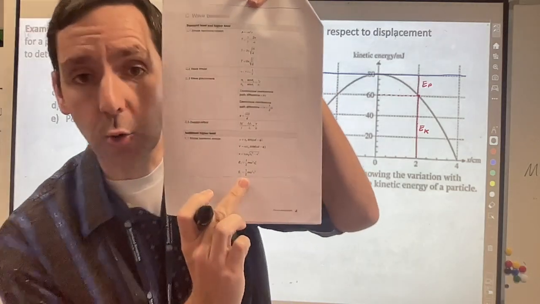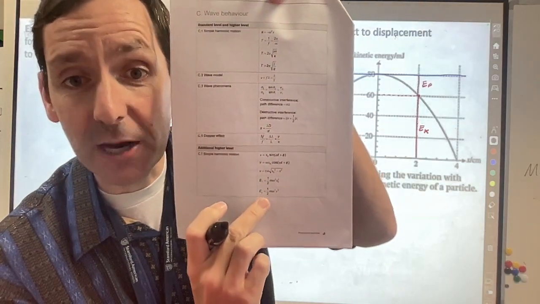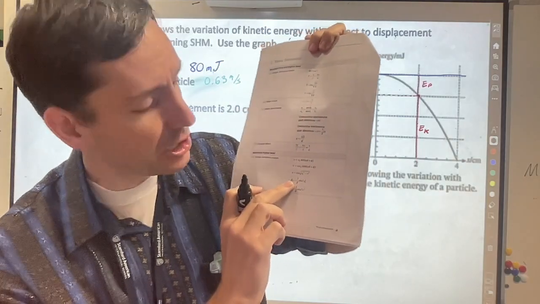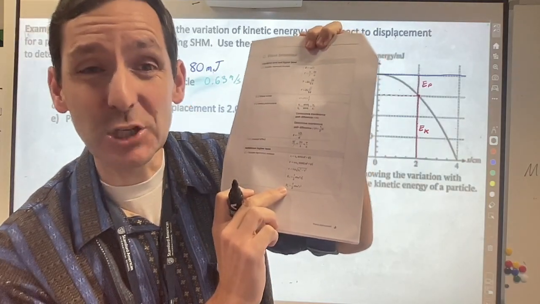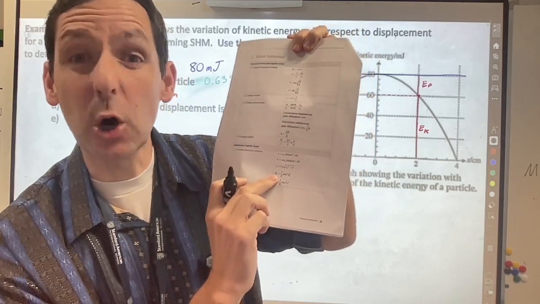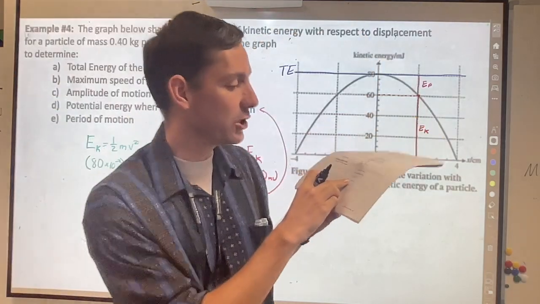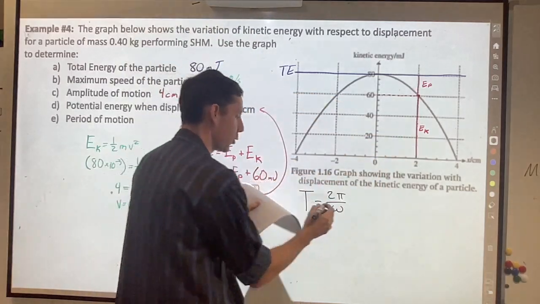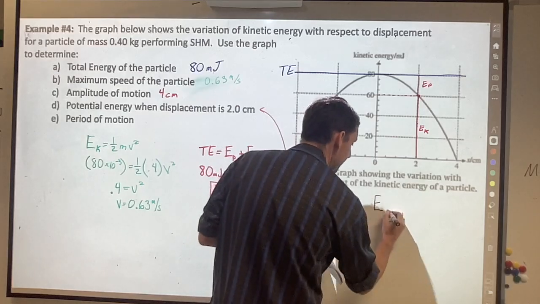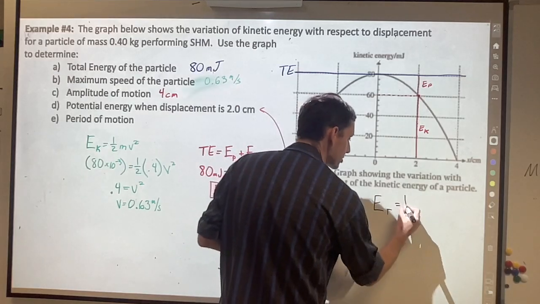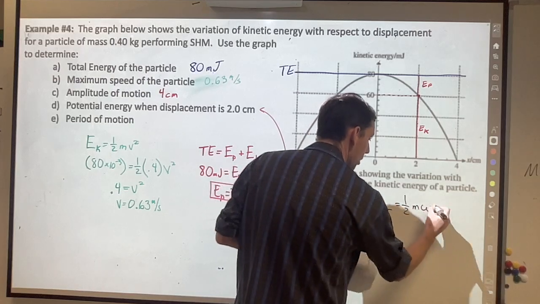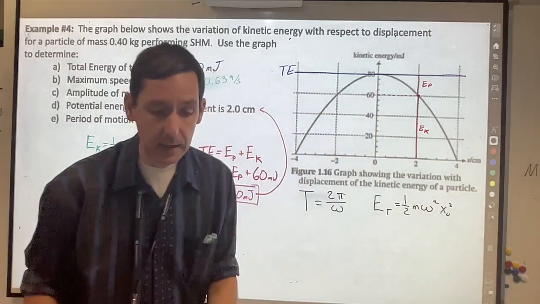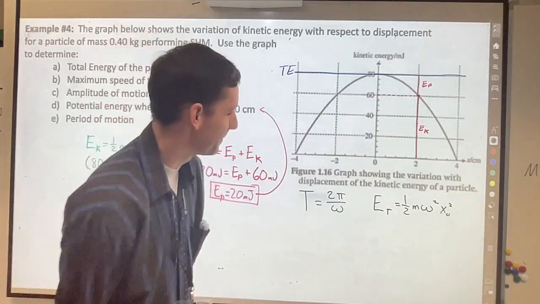If you look down at the bottom of the page at the additional higher level simple harmonic motion equations, you can see that there are two equations for energy down here. One of them is for the total energy, and the other one is for the potential energy. We're going to look at the total energy one because we're going to use that to find out what omega is. So we're going to use this equation: E_T, the total energy, equals 1/2 m omega squared x naught squared. We're going to put the numbers in there and solve it that way.